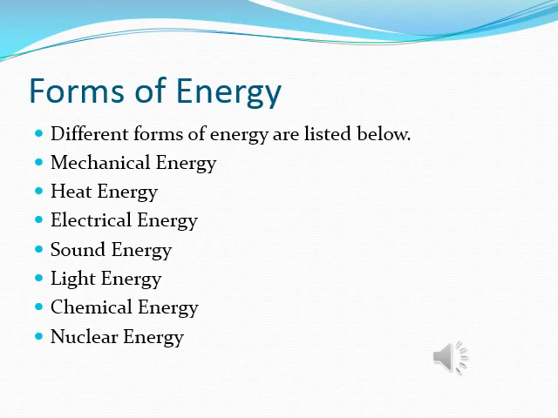Sound energy. Sound is also a form of energy which is produced by vibrating bodies. Examples include vibrating diaphragm of a drum or vibrating strings of a sitar. Light energy. Light is also an important form of energy. Plants produce food in the presence of light energy. The main source of light energy is our sun.